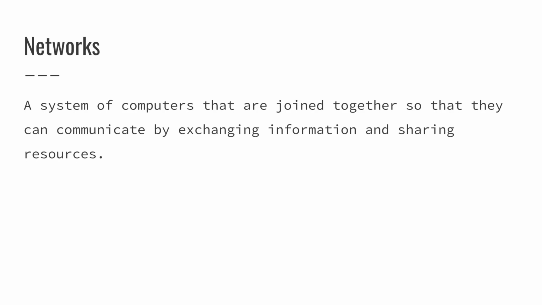So what is a network? Let's talk about network, right? So a network is a system of computers that are joined together so they can communicate by exchanging information and sharing resources. So that's kind of a definition of a network. So it's a set of computers that communicate and exchange information together. This is really the high level definition of a network.